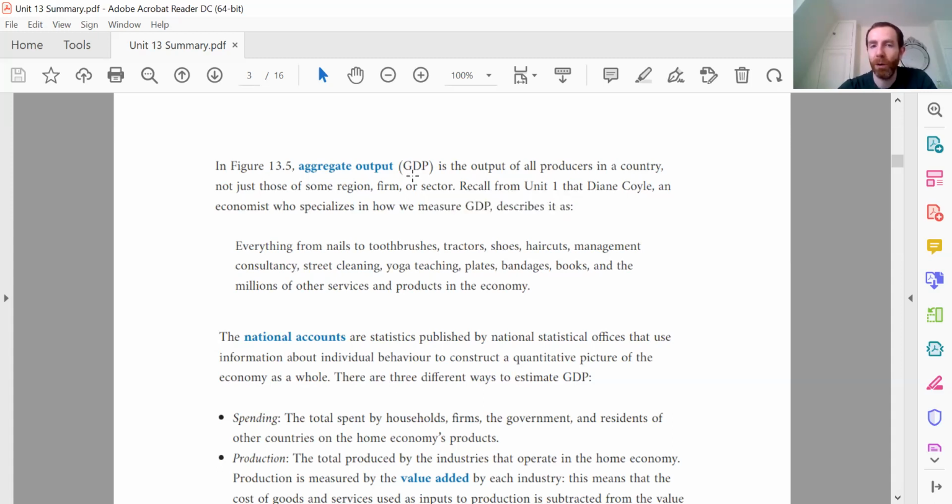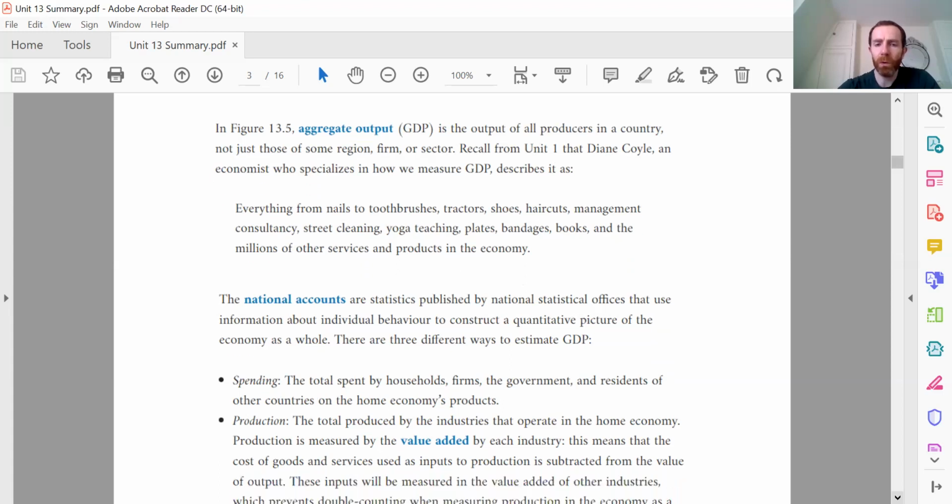And so GDP, gross domestic product, what we refer to as aggregate output, the total amount of output, or as it says here, the output of all producers in a country. So not just one particular region or firm or sector, GDP tells us the value, and that's really important, the value, not the quantity, of all of the output of all the producers in a country. That is the nice, simple way to think of it, the value of all the output.